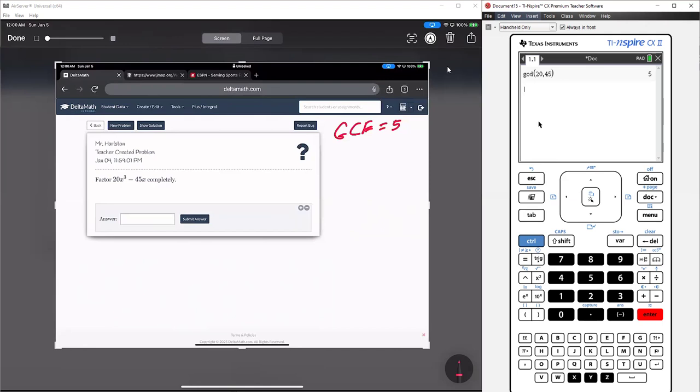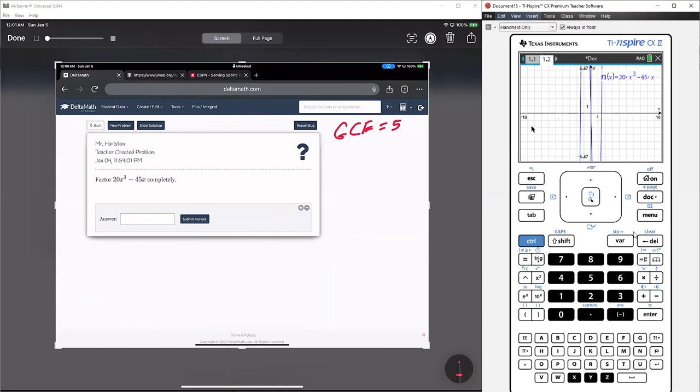Now what we're going to do is make this into a function and graph it. So we're going to put 20x to the third power and then minus 45x. Then we press enter, and it looks like we have 3 zeros. So let's find out what they are.